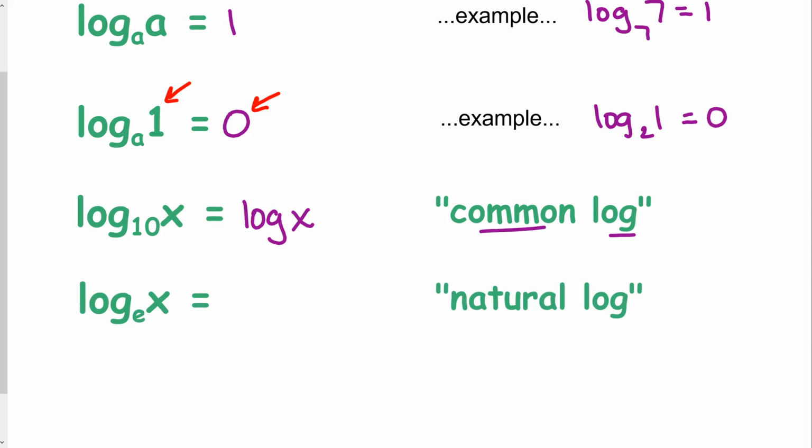Log base e of x. e is a special number. We talked about it last time. It has to do with the growth of money, but also the growth of other things in nature. It's known as the natural log. So if you see ln, you actually just say natural log. If you see natural log of x, it looks like ln x, and that is the same as log base e.